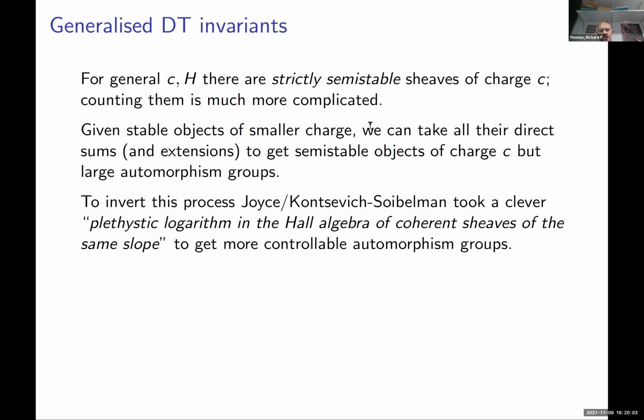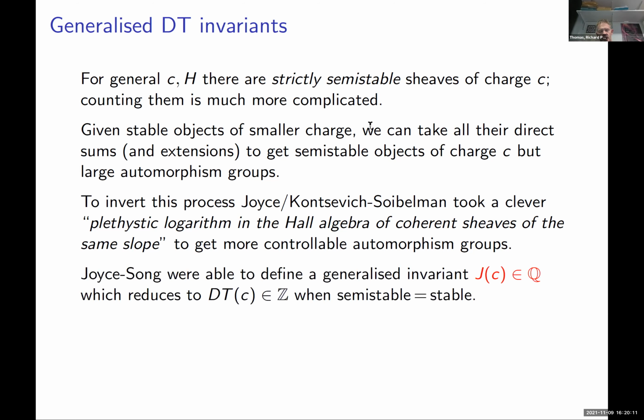So I throw those away, and then I end up with something much better. It behaves much better. That Koncevich-Soyberman conjectured that. Joyce proves that in the setting that he worked in with Song. And so him and Song were able to make a rigorous definition of a numerical invariant. So this is the generalized DT invariant, and we call it J of C. It's a rational number now, it's not an integer anymore. But when you have no strictly semistables, it reduces to the previous integer from the previous slide.